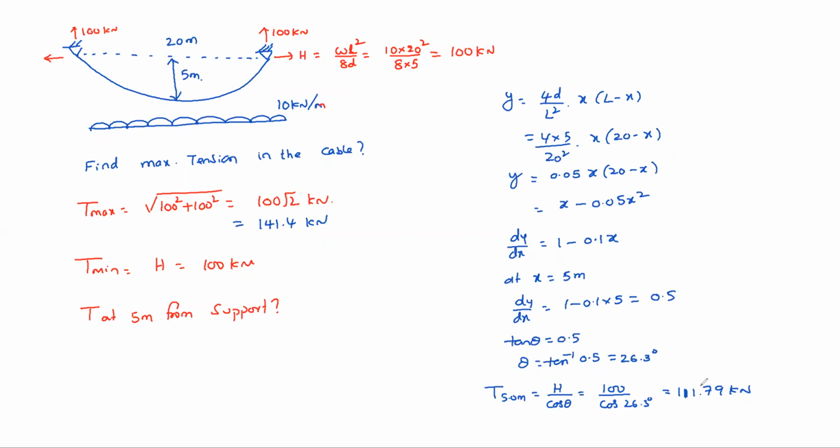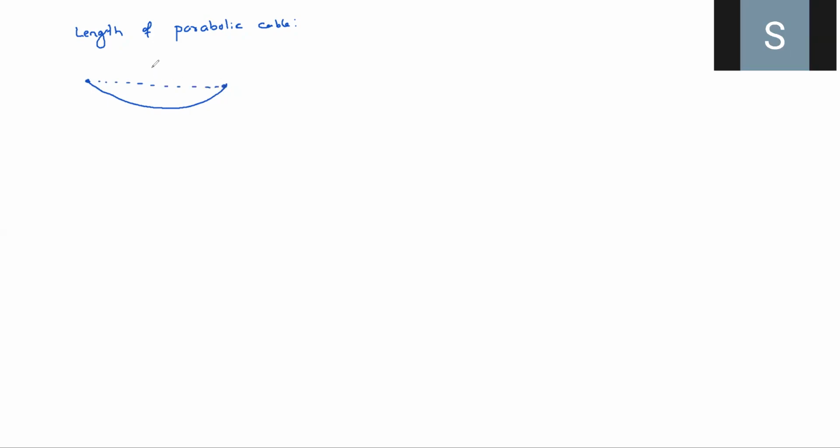So then how to find the length of the cable here? Length of parabolic cable. Okay. So the parabola profile we know. The span is L and central dip is D. Okay.